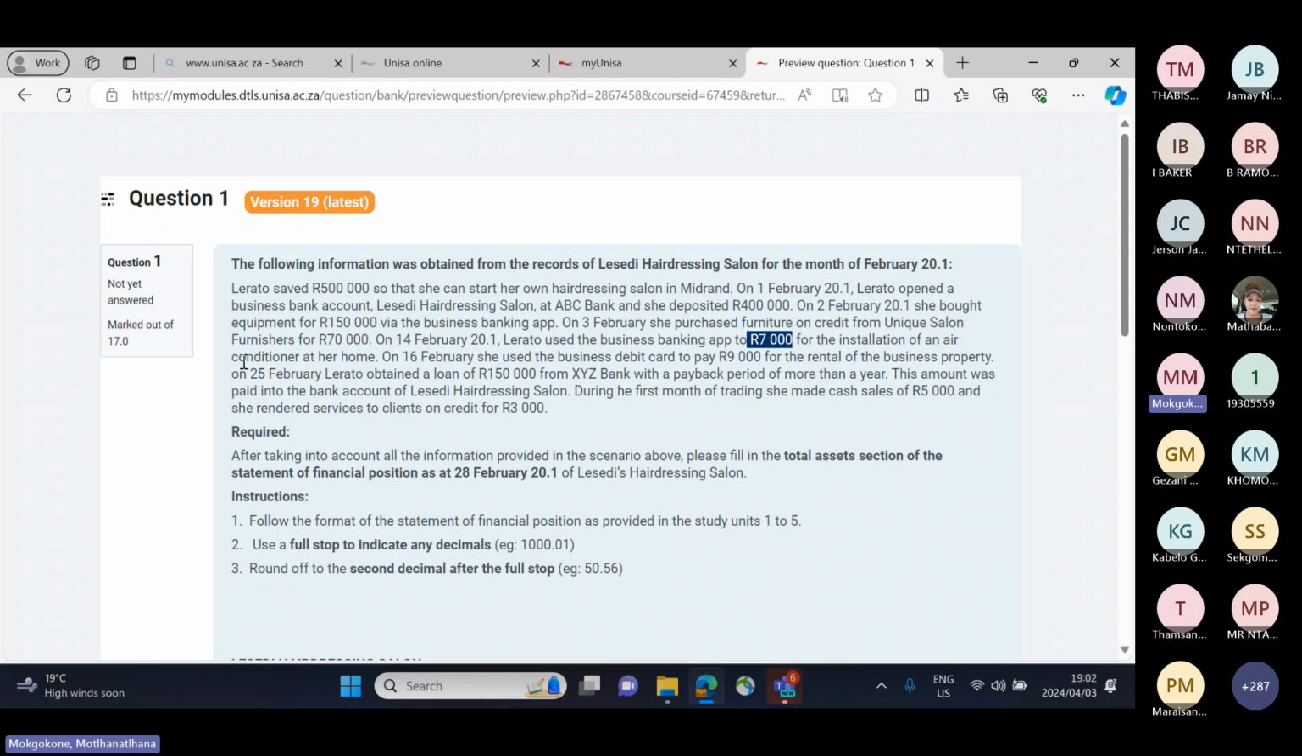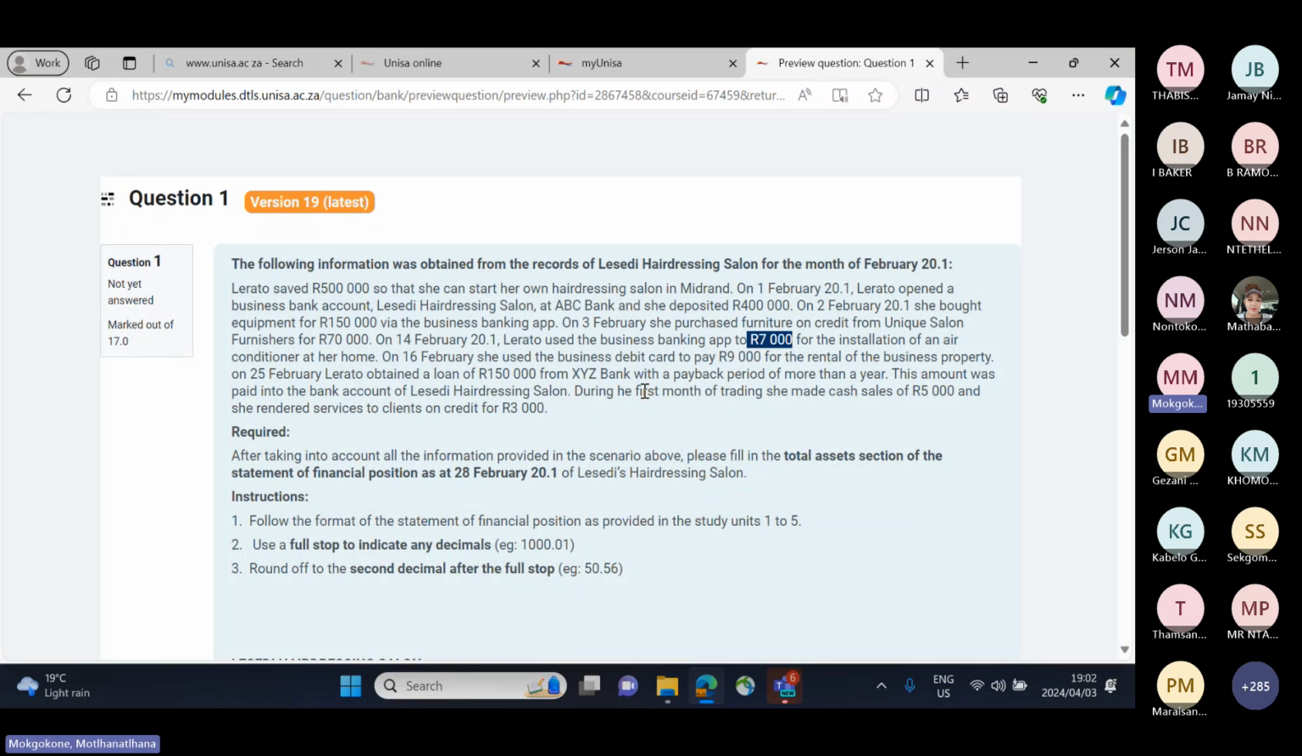Yeah, and they say on 25 February, Lerato obtained a loan of 150,000 from XYZ with a payback period of more than a year. The amount was paid into the bank account of Lesedi hair dressing salon. Then our business bank account will also increase by 150,000. Then you plus the 150,000.